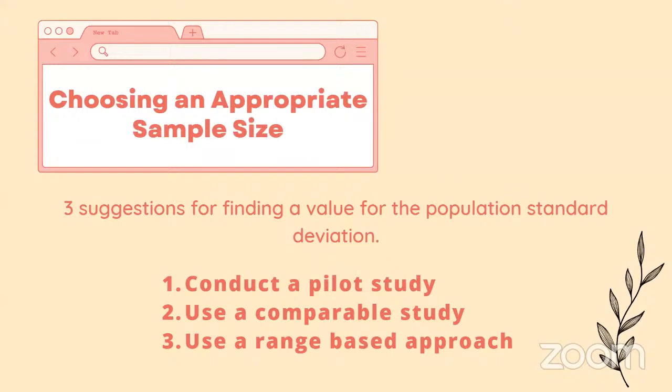Choosing an appropriate sample size. There are 3 suggestions for finding a value for the population standard deviation. First, conduct a pilot study. Second, use a comparable study. And third, use a range-based approach.